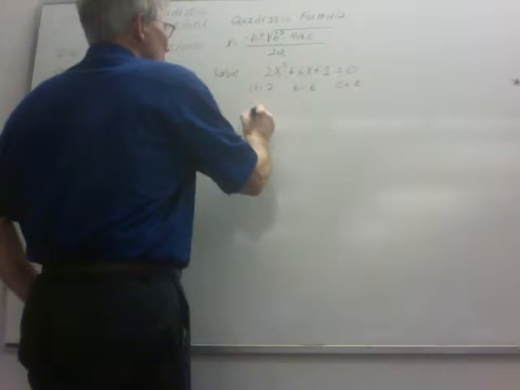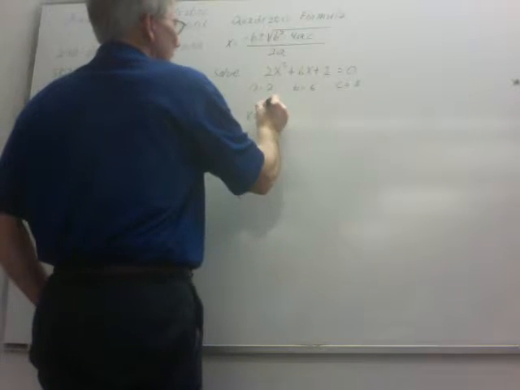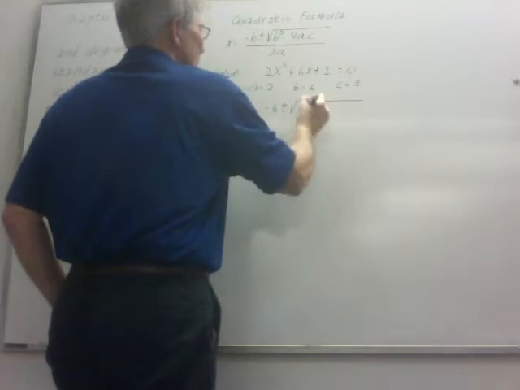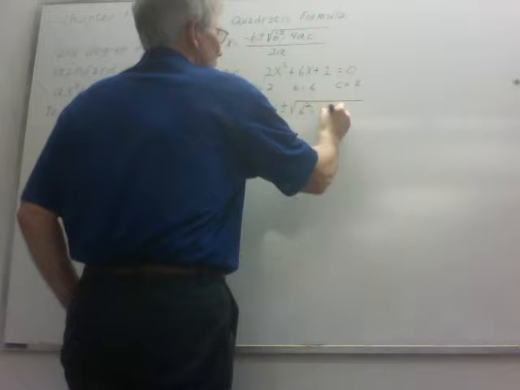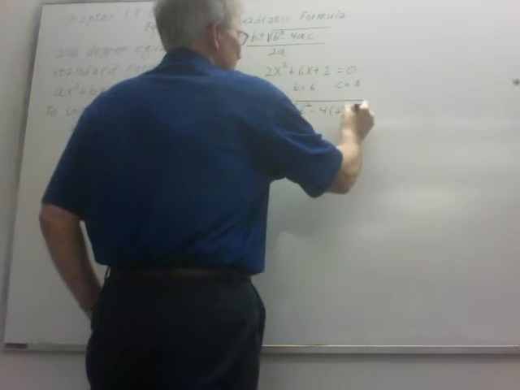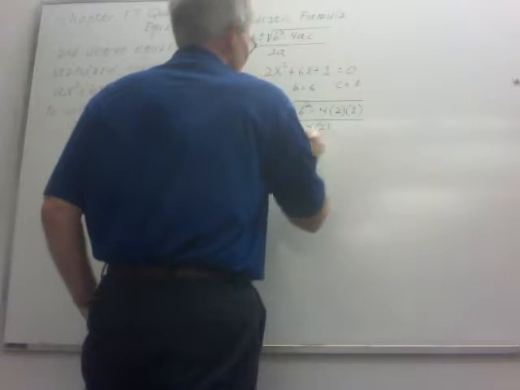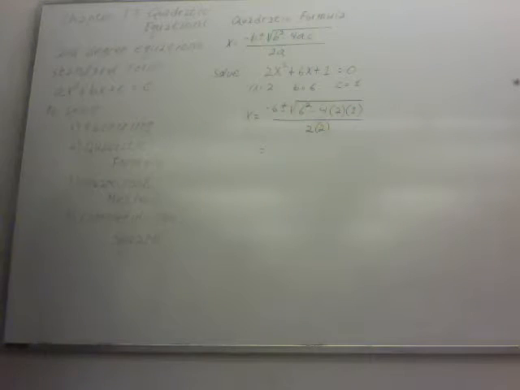I have x equals negative b. That gives me negative 6 plus or minus the square root of b squared, which is 6 squared, minus 4 times a, which is 2, times c, which is 1, all over 2 times a, which is 2. So what it came down to very simply was, every place in that formula where there was an a, I put in a 2. Every place there was a b, I put in a 6. Every place there was a c, I put in a 1. That's all there is to it. Now, from this point on, I really can't help you much. It's pretty much you and your calculator.